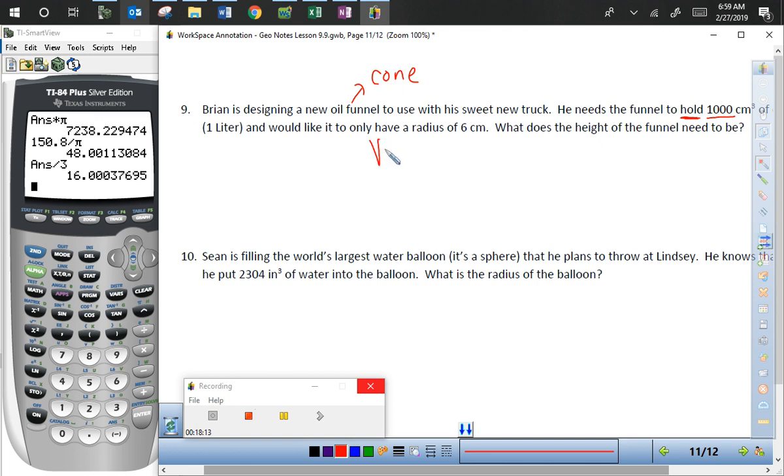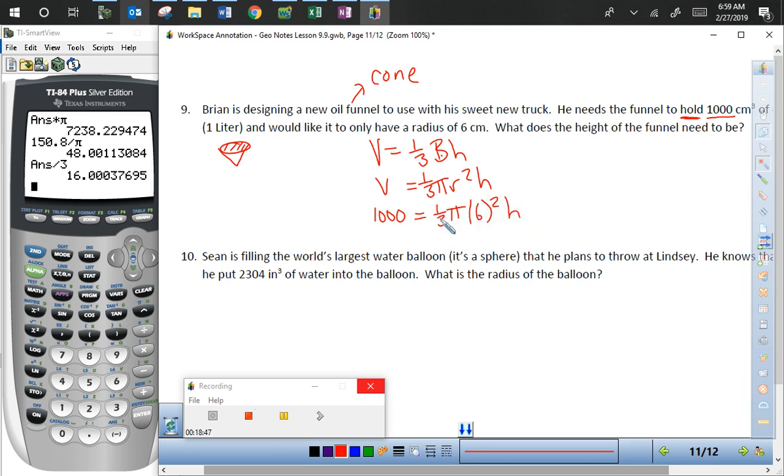So our volume formula for a cone, since it's got a point, is 1/3 area of the base times the height. Again, a cone has a base that is a circle, so our area of the base is pi r squared. Then h comes down. Now we can go ahead and plug in some numbers. The volume itself is 1,000, then equals 1/3. Then we're told the radius is going to be 6, so pi times 6 squared h.